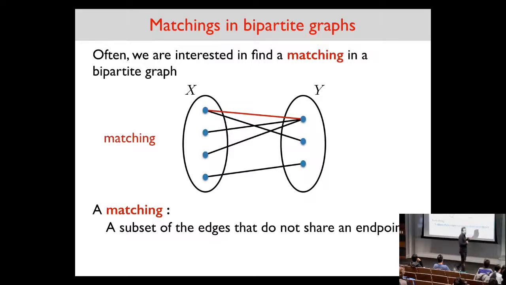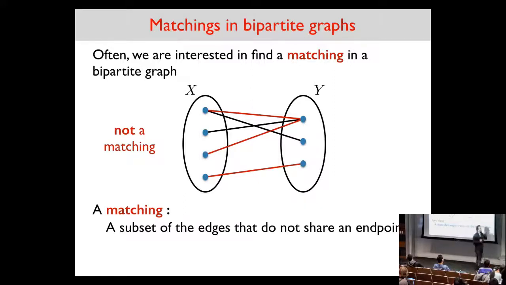Let me show you some examples. This red edge by itself is a matching, trivially. It's a subset of the edges and doesn't share an endpoint with any other edge because there's no other edge. Let's add another edge here. So the first edge and the second edge. This is also a matching because these two edges do not share a vertex, an endpoint.